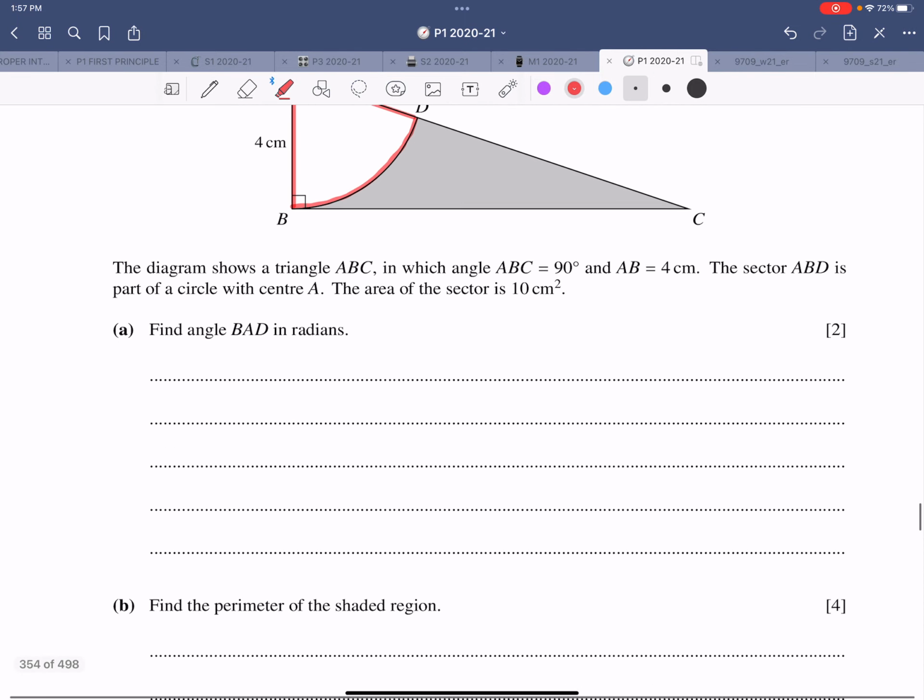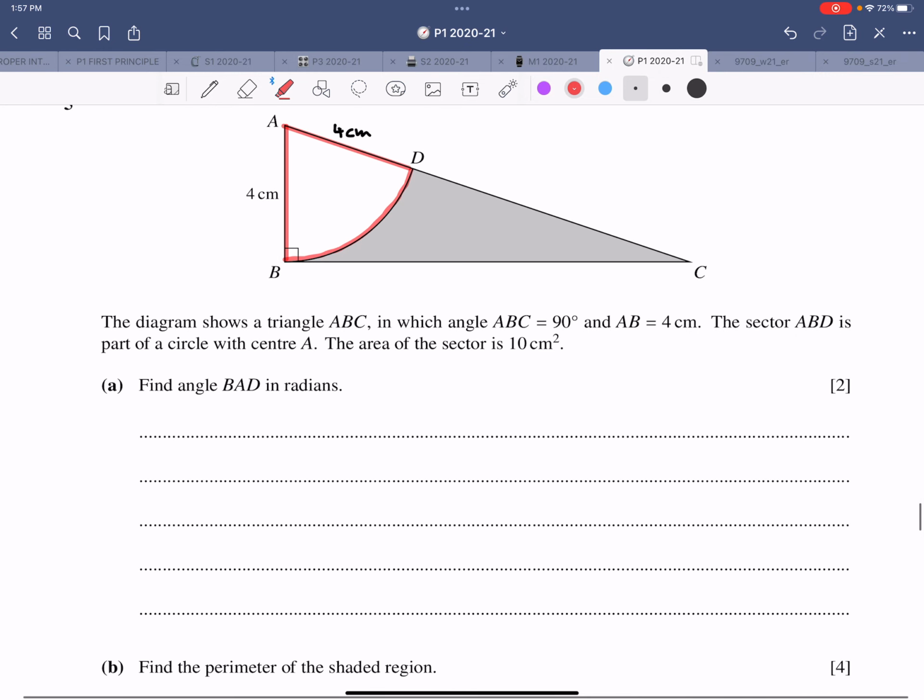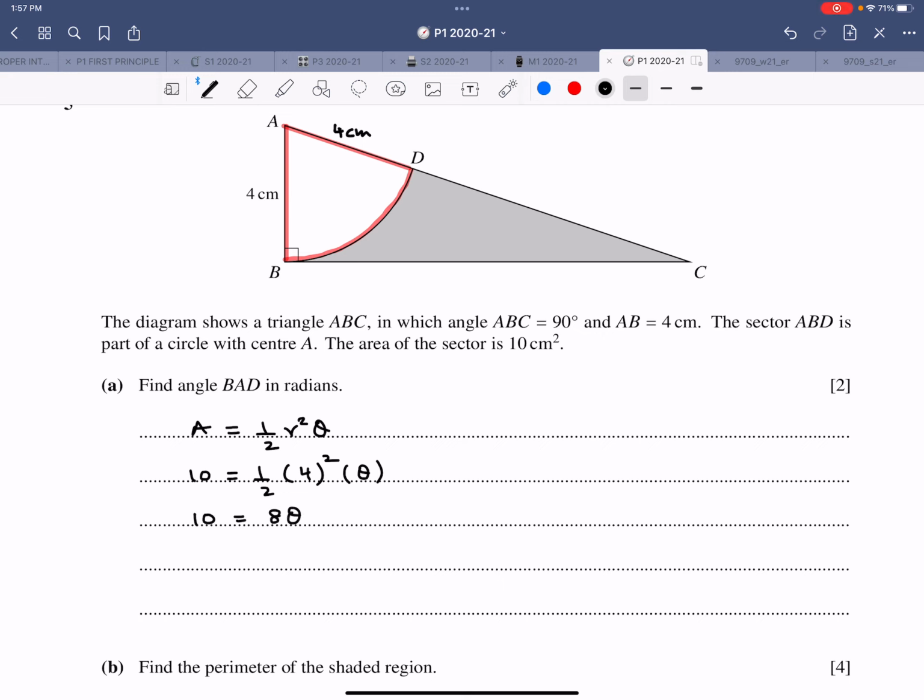So now, first of all, area of the sector, that is half r squared theta. Area of the sector is 10, half is half, r squared is 4 squared, theta is theta. So 16 divided by 2 is 8. So 10 is equal to 8 theta. Therefore, theta is 10 over 8 or 1.25 radians. There is no rounding off in this particular question. That is the first thing.